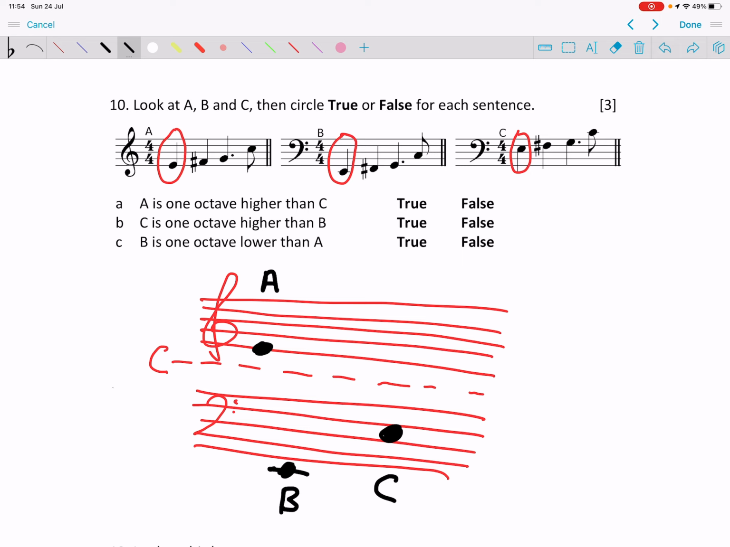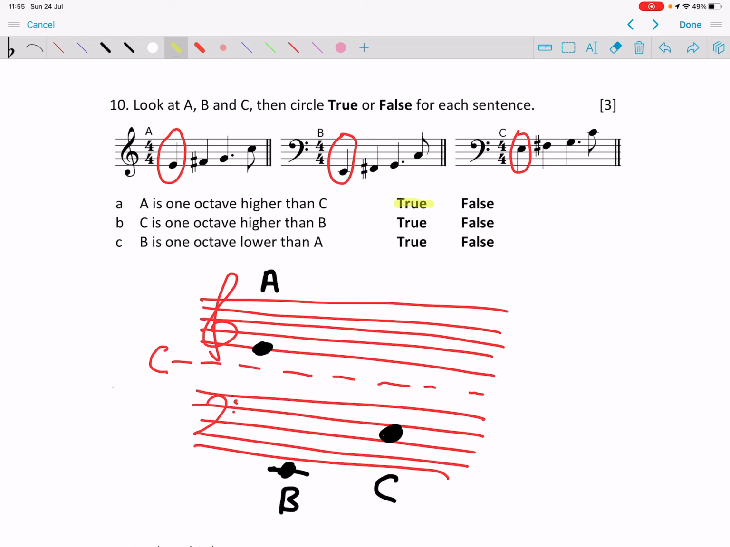Okay, now I've done that, I'm ready to read off the answers by looking at the questions. So the first question is A is 1 octave higher than C. Now you can see it very easily, and you can count up if you need to. So 1, 2, 3, 4, 5, 6, 7, 8. So that looks to me like an octave. So C is lower than A. So A is 1 octave higher than C. So the answer is true.